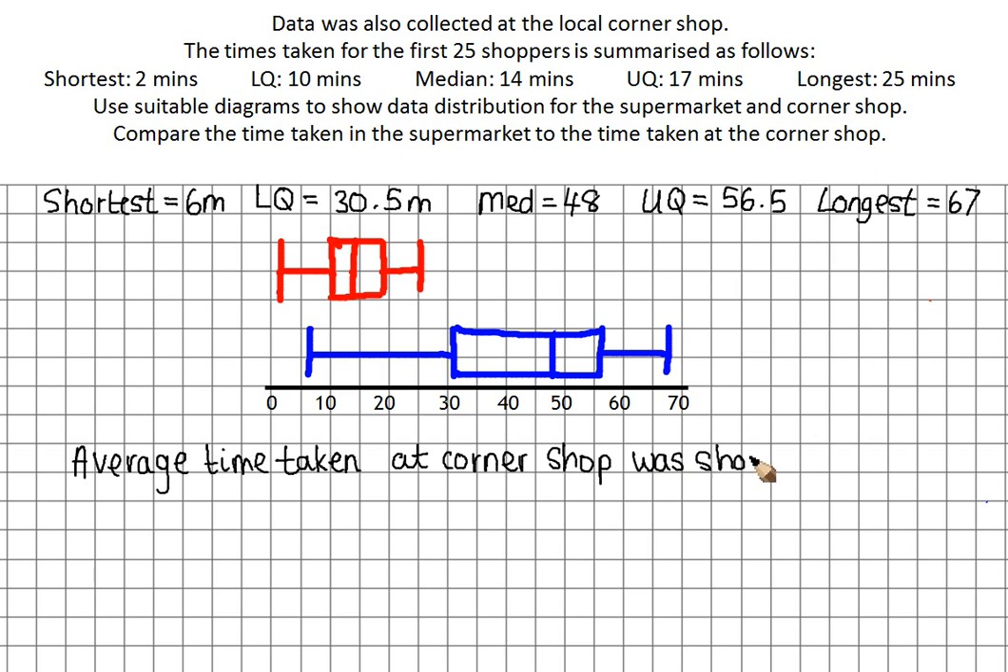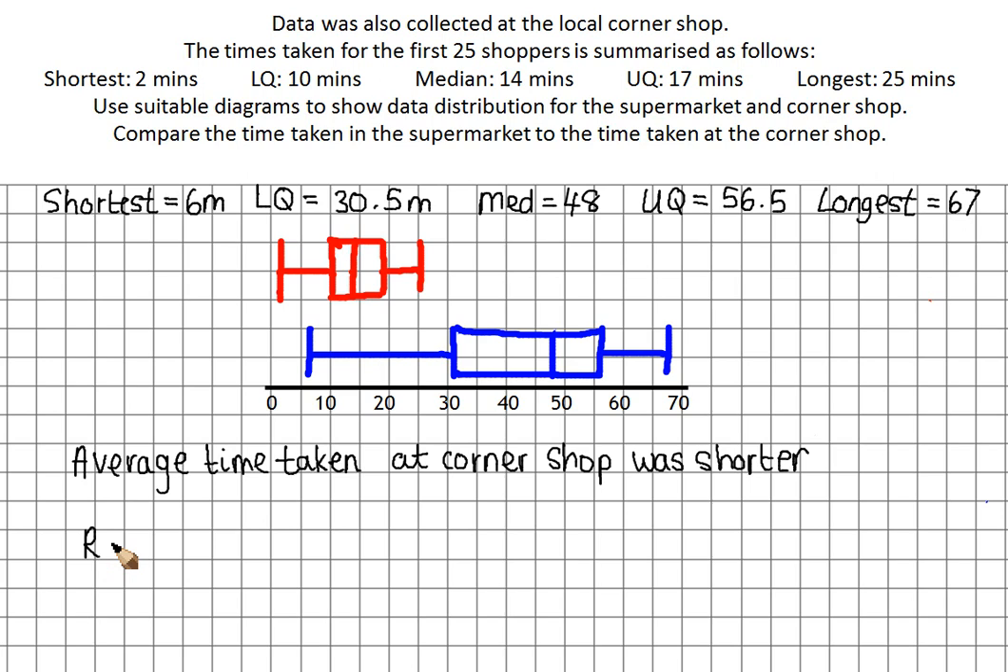or you could say the average time taken at the supermarket was longer, and you could give a real life interpretation of this as well. You could say that this was probably because people who go to the corner shop are likely to be shopping for a couple of things, whereas when they go to the supermarket they're probably doing a bigger shop. So these people could just be people who've popped in for a pint of milk, whereas these people are doing their weekly shop. So that's our average.